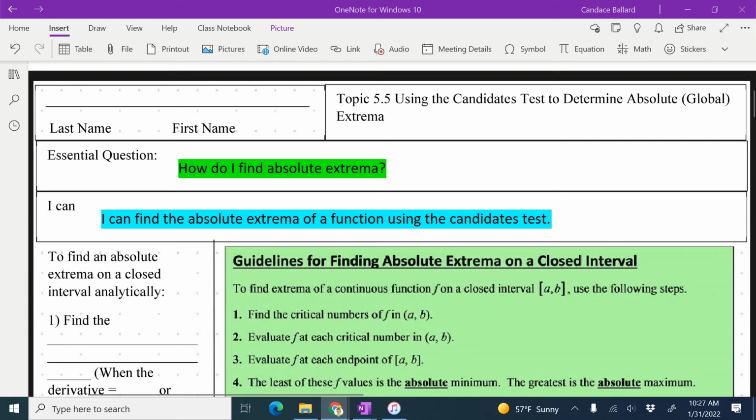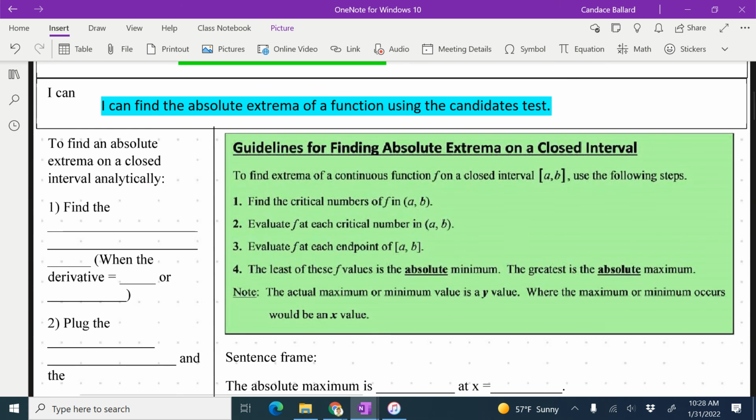All right. Let's see. Nadia, can you read us the essential question, please? Perfect. And then Henry, can you read us the I can statement? I can find the absolute extrema of a function using the candidates test. Perfect. Okay. So we are going to use something called the candidates test.